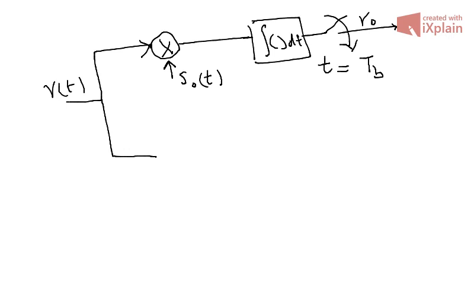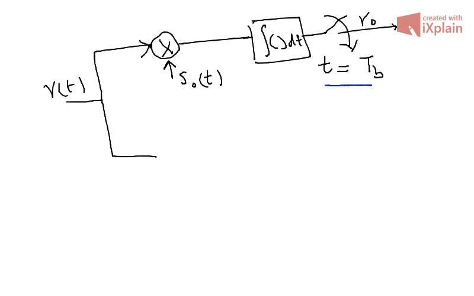Why do we choose this value? Because we will see that this instant, t equal to tb, is important, and the reason is when t is equal to tb you get the maximum correlation. You will see it in a short while. The maximum correlation would be at t equal to tb.